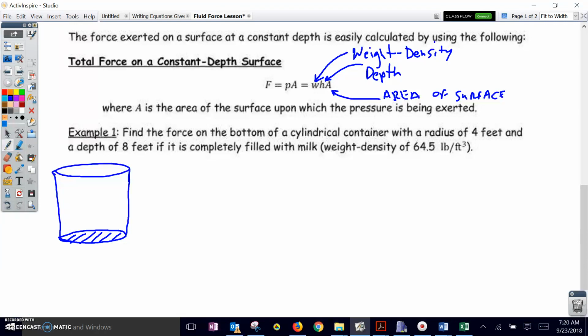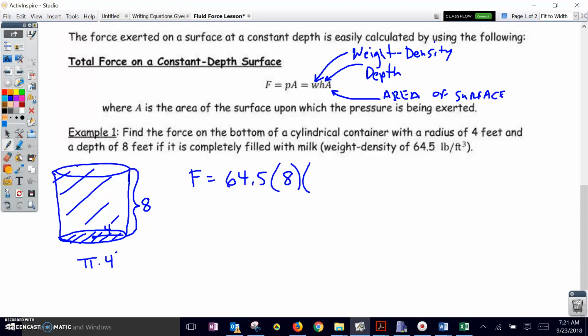So I've got force is equal to the weight density, which for milk is 64.5, times the depth of the surface. The depth of the liquid on the surface is 8 feet here, since the tank is 8 feet tall and it's completely filled. And then times the area of the surface. And the bottom surface here is a circle with a radius of 4. So the area of that surface is just going to be pi times 4 squared, or 16 pi. And so we can calculate the amount of force exerted on this surface.